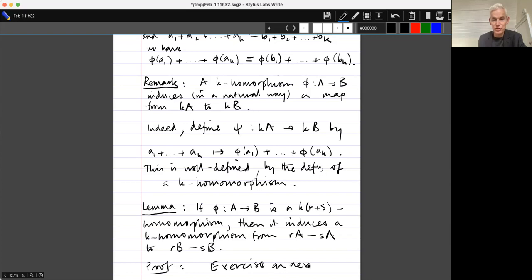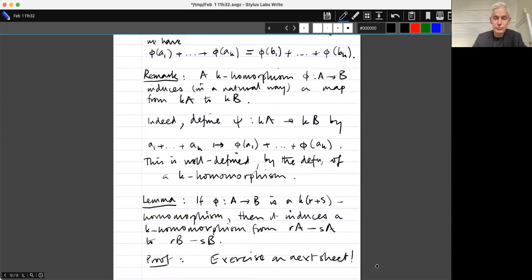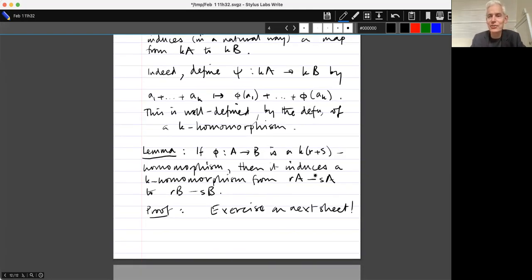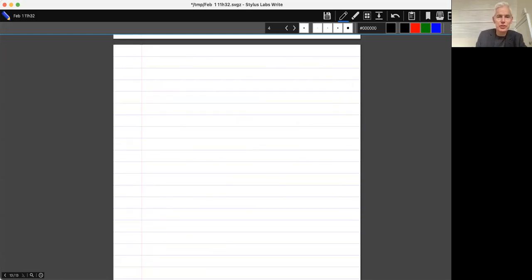On the next sheet. So not the current sheet, but I recommend doing it without necessarily waiting for the next sheet to do this exercise. It's completely clear what to write down as the definition of the map from rA minus sA to rB minus sB. You just apply phi to everything. But what you then have to do is verify that this map is a k homomorphism, and that involves writing a lot. Maybe if you're ingenious, you'll find a way of streamlining it so you don't have to keep writing complicated expressions like a11 plus a12 plus dot dot dot, because you need to talk about k elements of rA minus sA. So there's quite a lot of stuff to write down. Okay, let's just have some very, very basic observations.